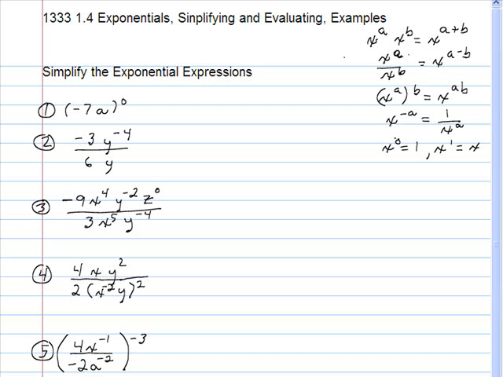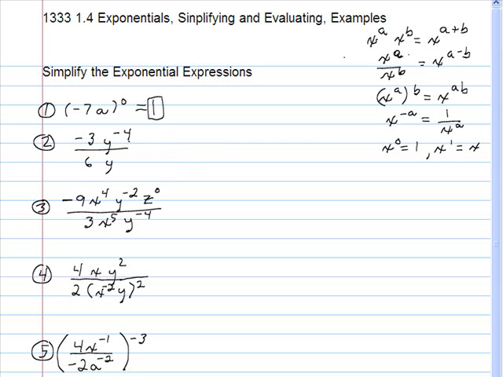Okay, let's begin. Example 1 says simplify the exponential, negative 7a to the 0 power. If you recall this rule, it says x to the 0 is 1, where x simply represents any number. Well, negative 7a is a number. Therefore, negative 7a to the 0 is simply 1, and we've completed the first problem. Let's go to the second problem.